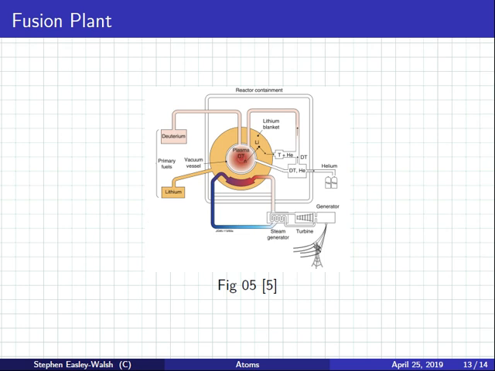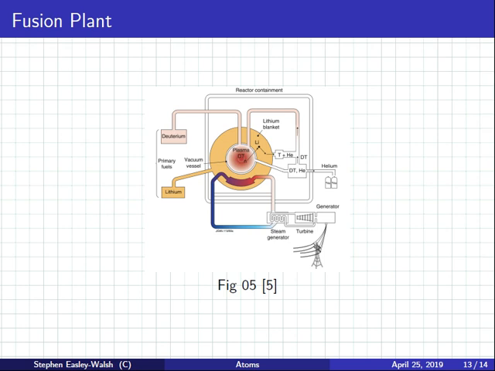So if they have this and something happens, there won't be a disaster? Correct, because there's no chain reaction. It's the opposite. If there was a disaster, it would just stop. So you can see why, if you can build this, it's really good.